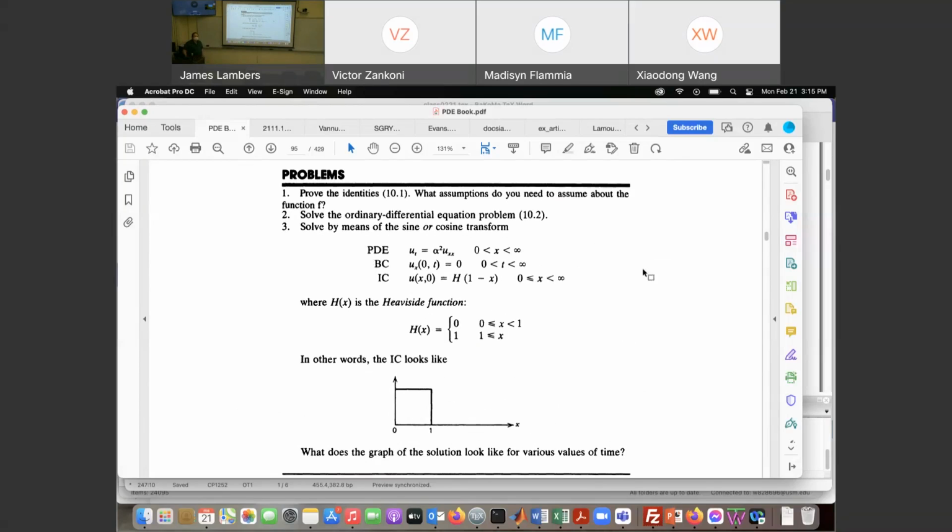Since the answer in the back of the book is not really available to you, you're welcome, before you turn the assignment in, to check with me, and I can check myself.